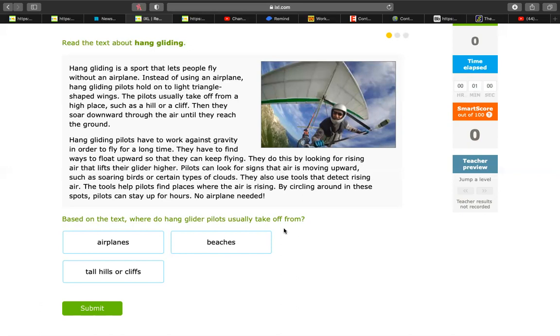Pilots can look for signs that the air is moving upwards, such as soaring birds or certain types of clouds. They also use tools that detect rising air. The tools help pilots find places where the air is rising. By circling around these spots, pilots can stay up for hours, no airplane needed.